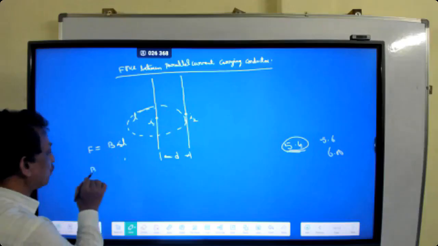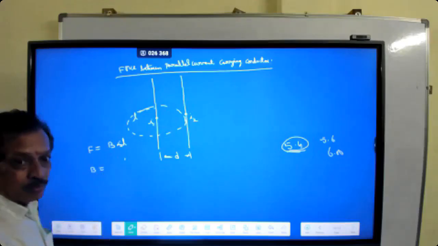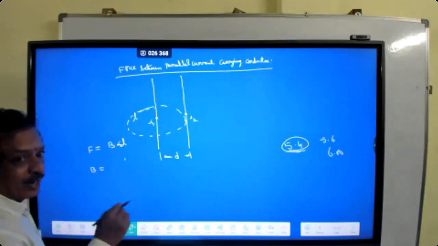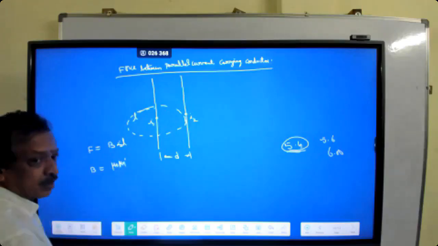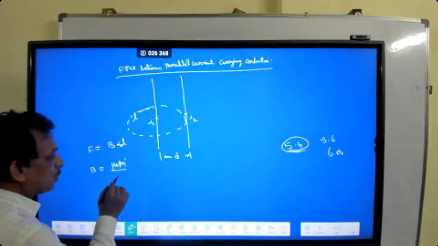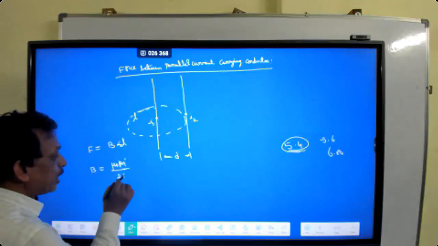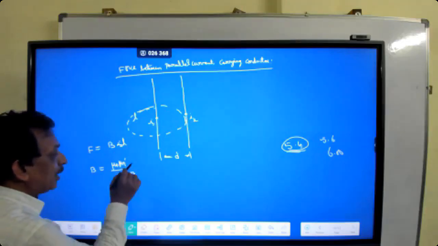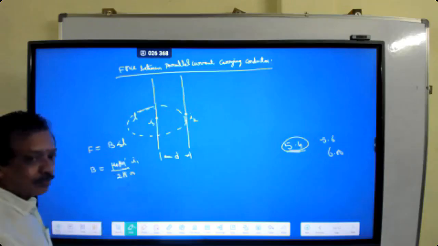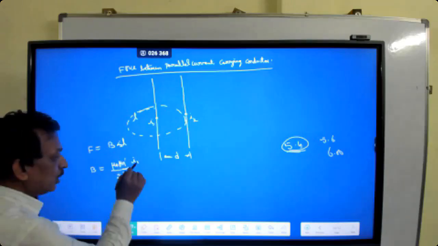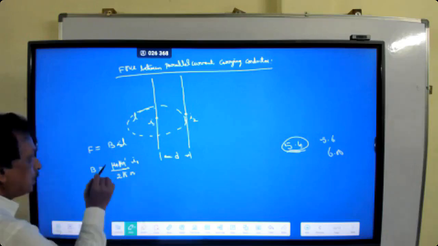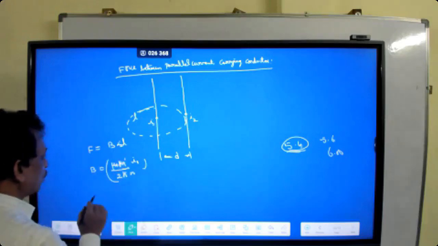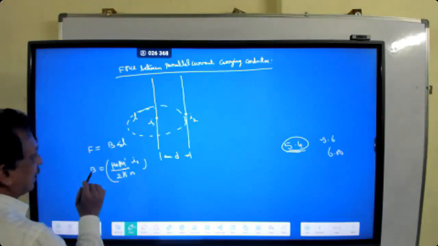B is equal to, for infinite length, mu naught mu r by 2 pi r into I1. You have to substitute this here, so therefore F is equal to this B, which is due to current I1.